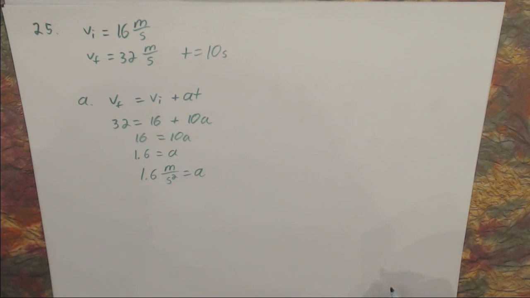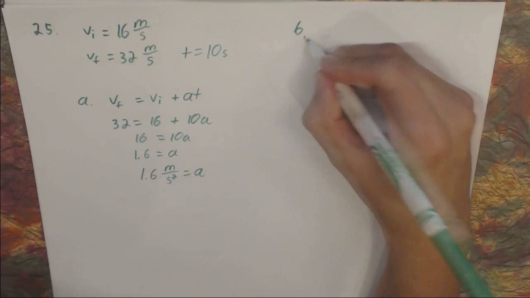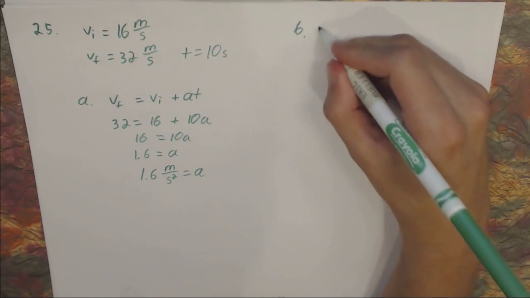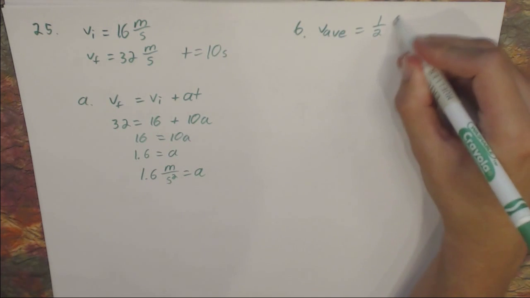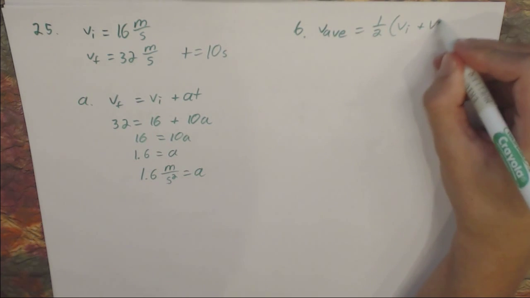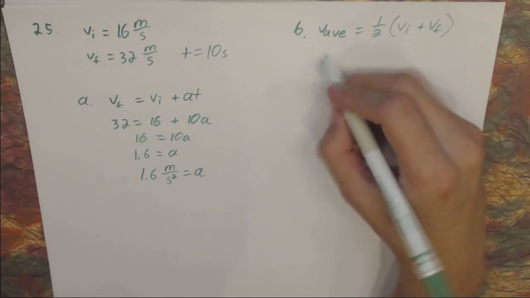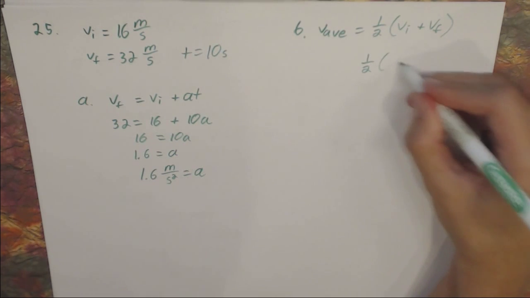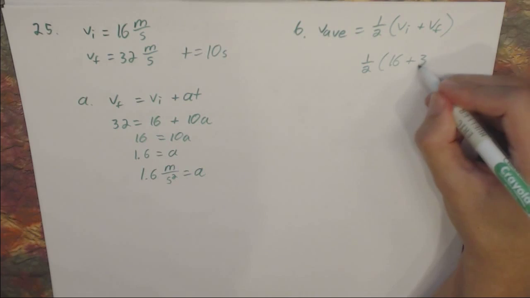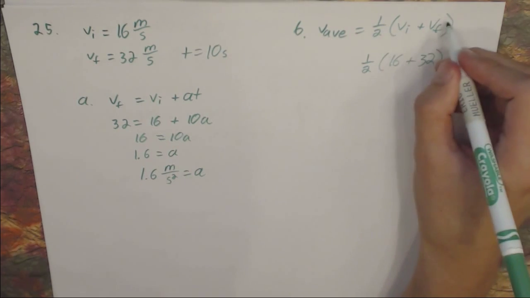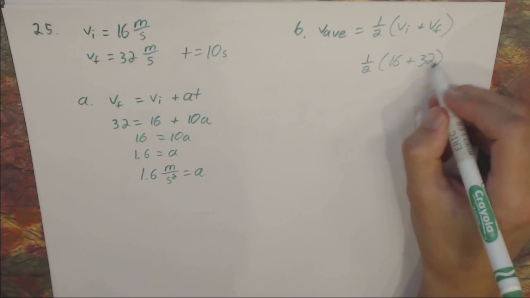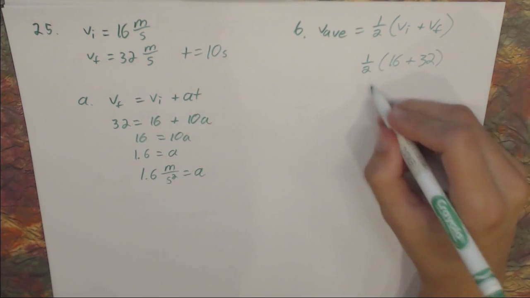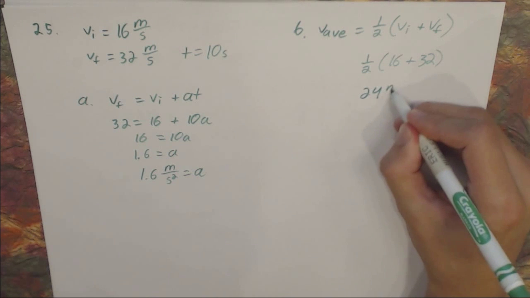Part B asks, what is its average velocity? So the average velocity is just going to be 1/2 of the initial velocity plus the final velocity. Because our initial and final velocities are given in the problem, this is going to be 16 plus 32, 48, half is going to be 24 meters per second.